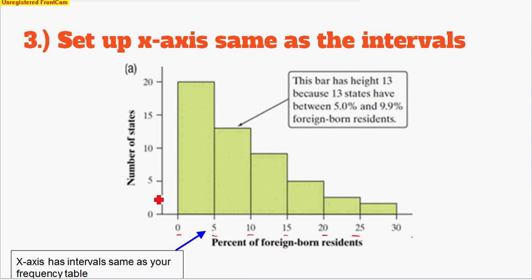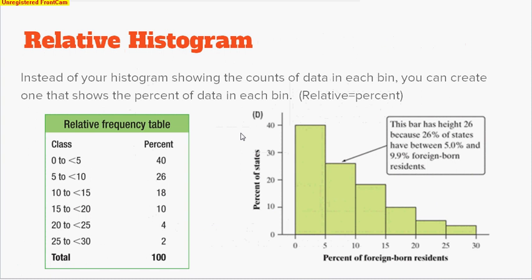And then up on the left-hand side is basically how many states you counted in each bin. So if you recall from the previous slide, there were 20 states from 0 to 5, so I'm going to make that bar go up to 20. There were 13 states from 5 to 10%, and then I made that bin go up to 13, and so forth. So it really gives you a nice picture of where the data falls.